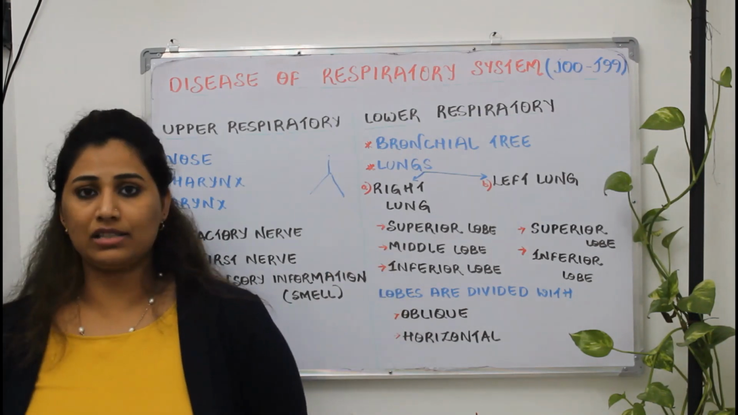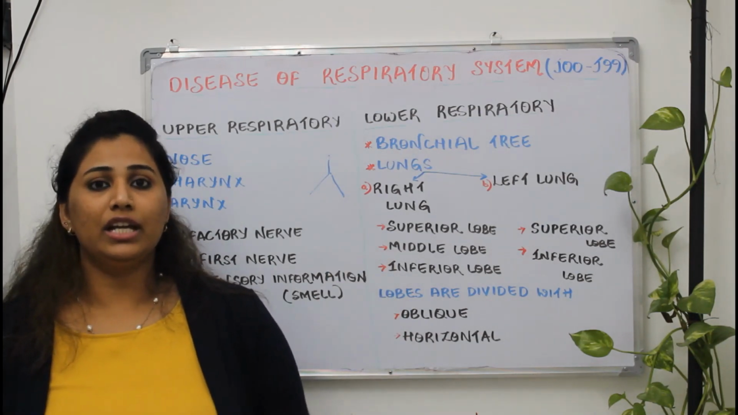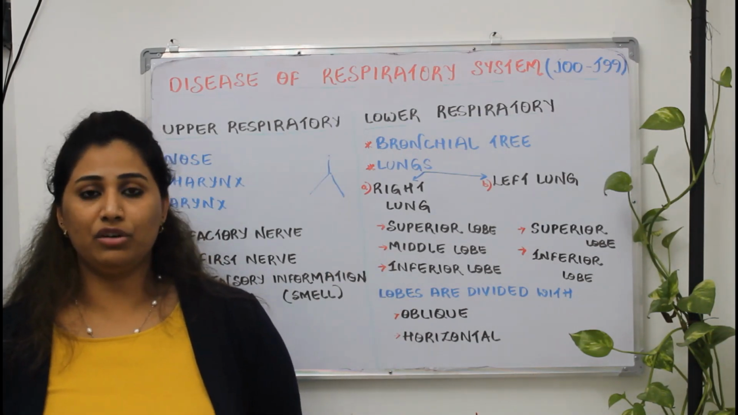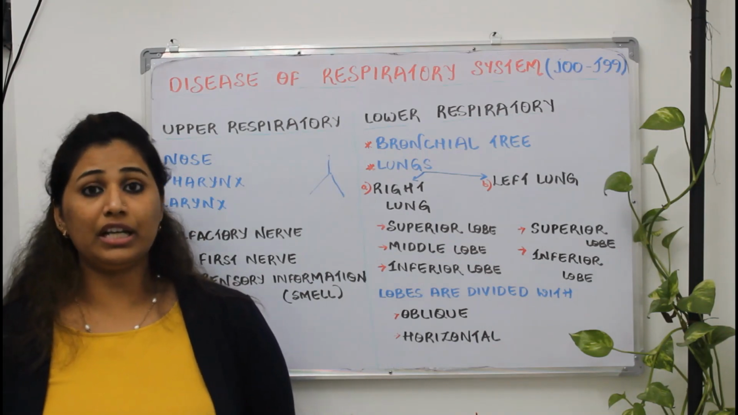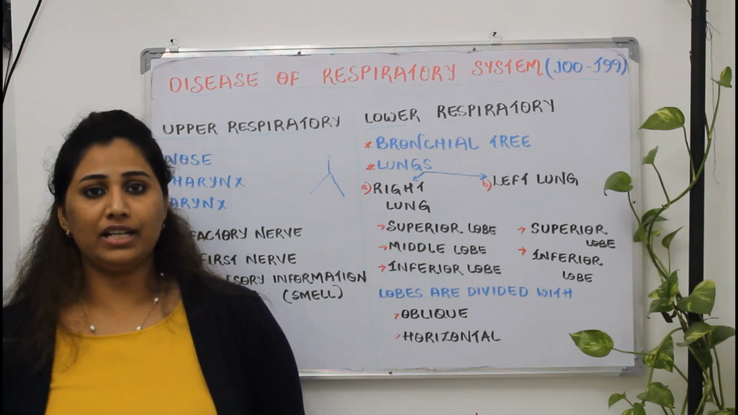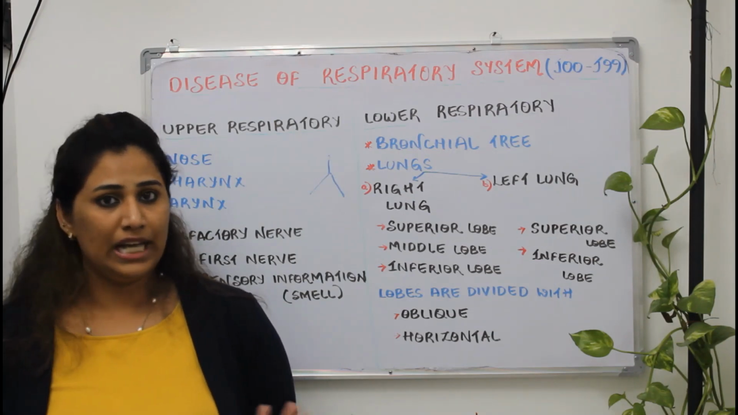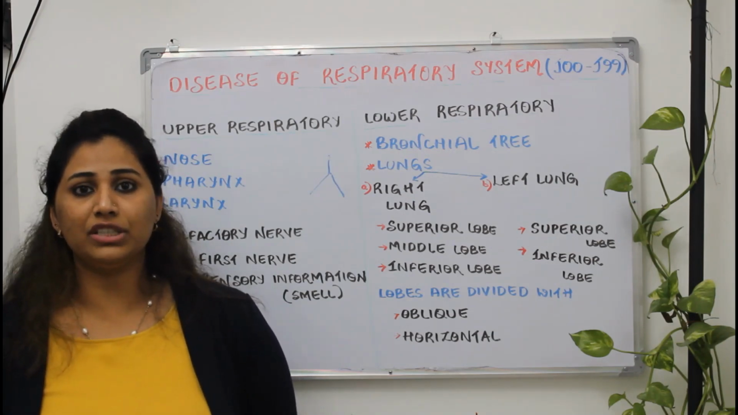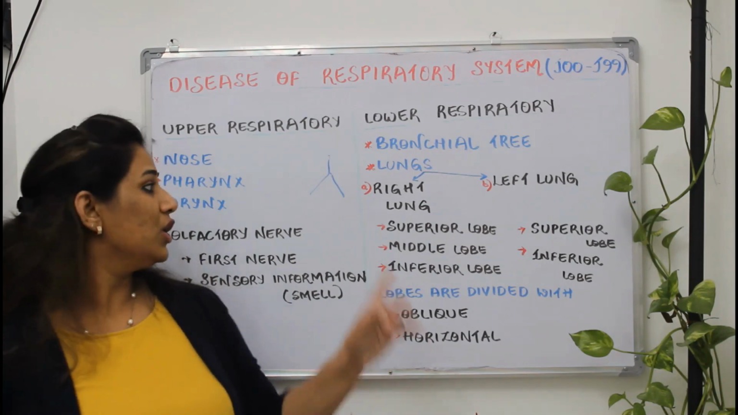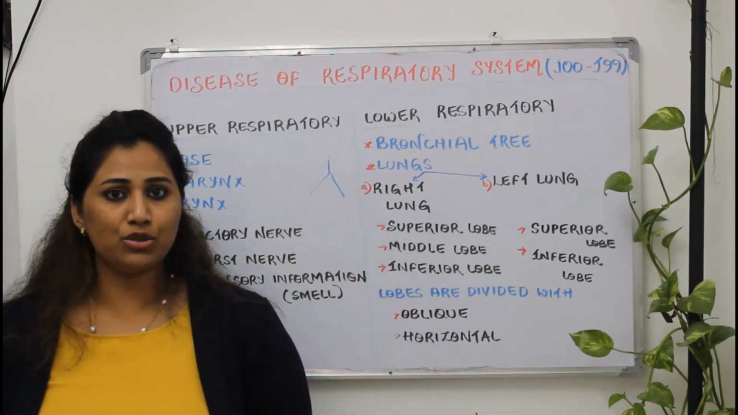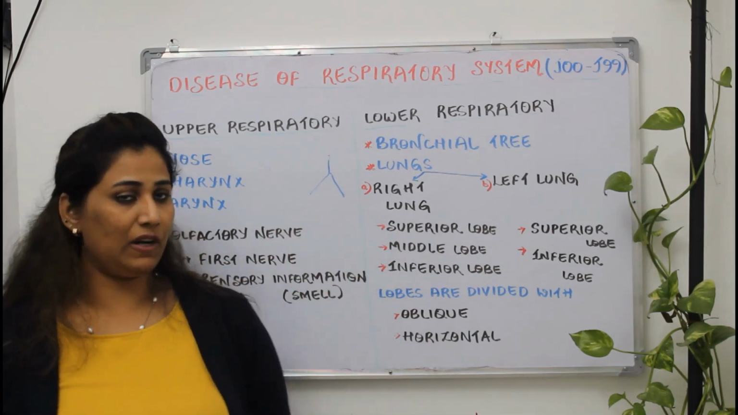Then come the lungs. Lungs are very important from an interview point of view. Even in 10 mark questions for anatomy, one question will be the number of lobes of the lung, either for the right or the left. So you should be confident with the number of lobes in the lungs. It's divided into two: the right lung and the left lung.